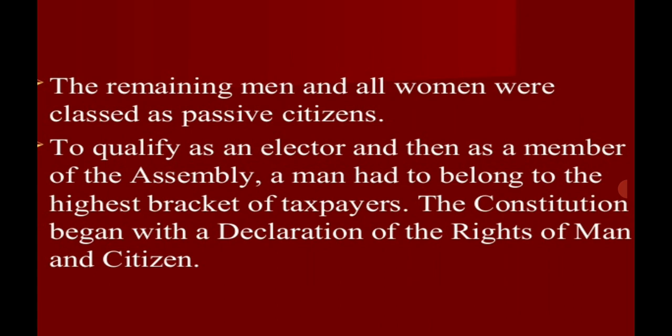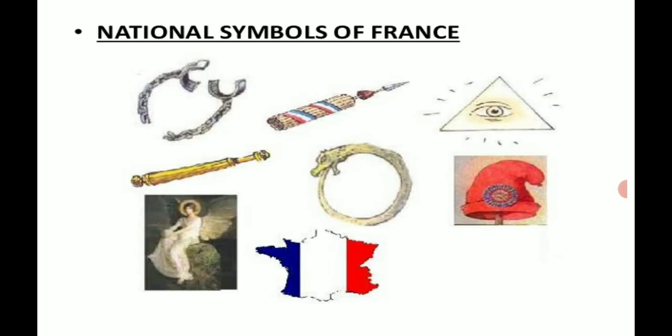To qualify as an elector and then as a member of the assembly, a man had to belong to the highest bracket of taxpayers. The constitution began with a Declaration of the Rights of Man and Citizen. In India, you have the constitution with a preamble. In the same manner, here it is the Declaration of the Rights of Man and Citizen.